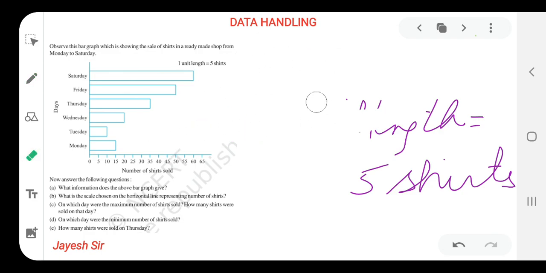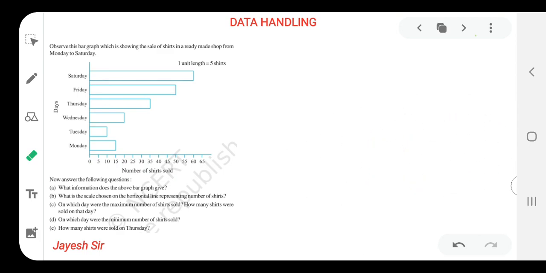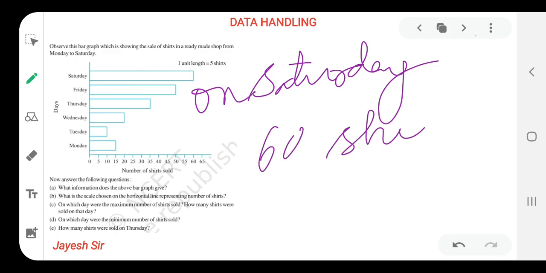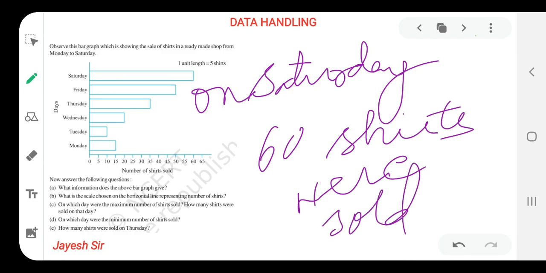So let us begin with the third question based on this bar graph. The third question is, on which day were the maximum number of shirts sold? Maximum number of shirts were sold on Saturday. So Saturday would be our answer for the third sum. How many shirts were sold on Saturday? On Saturday 60 shirts were sold. Yes, I hope you all might be clear with that.